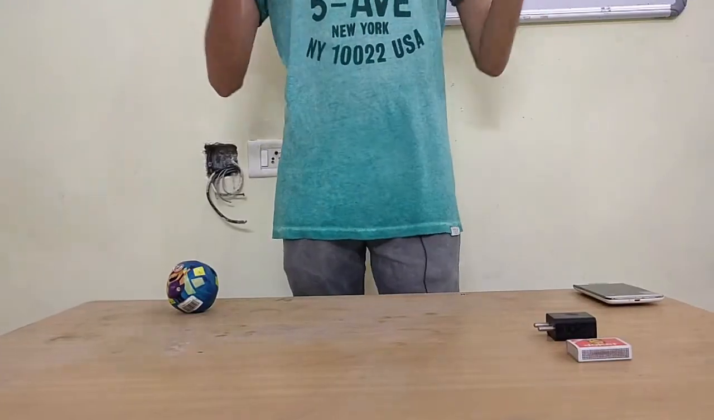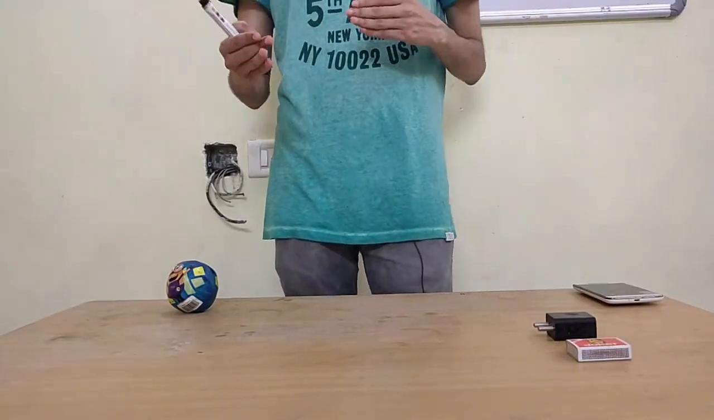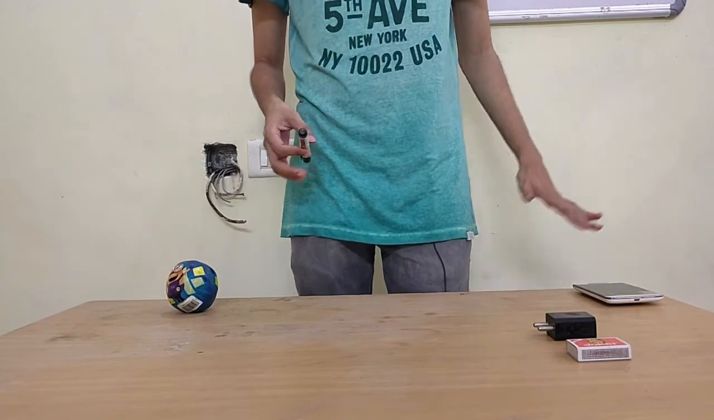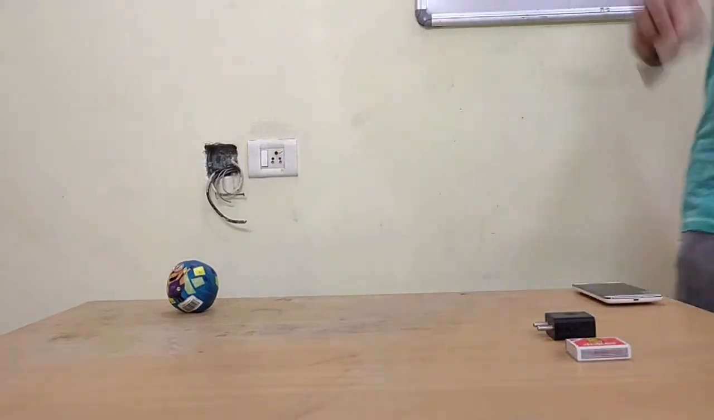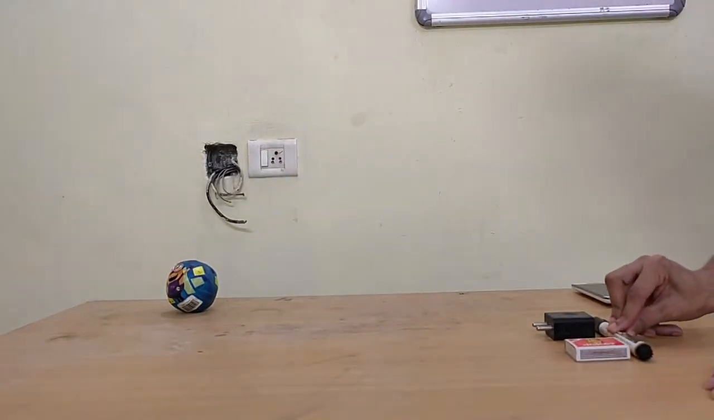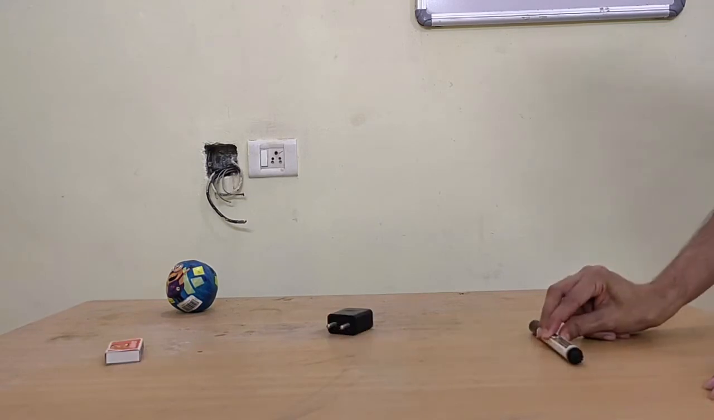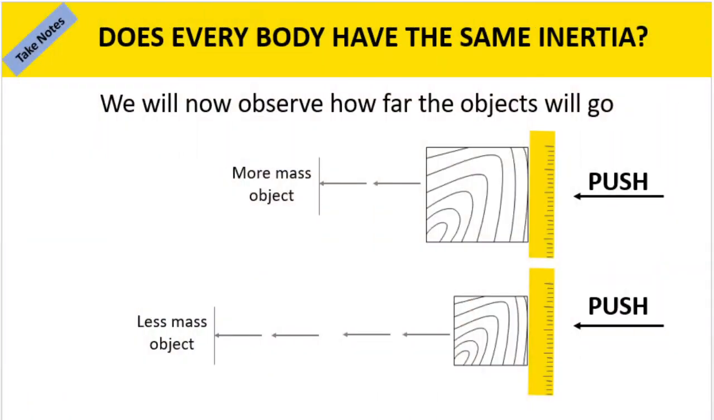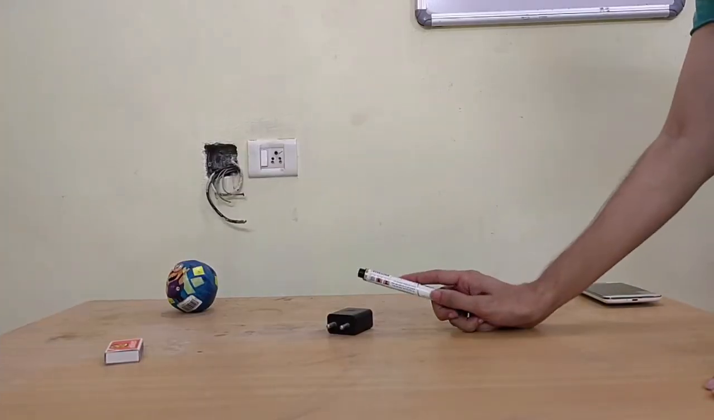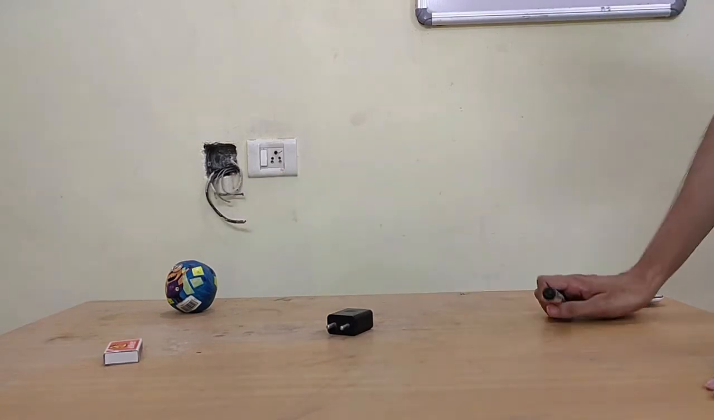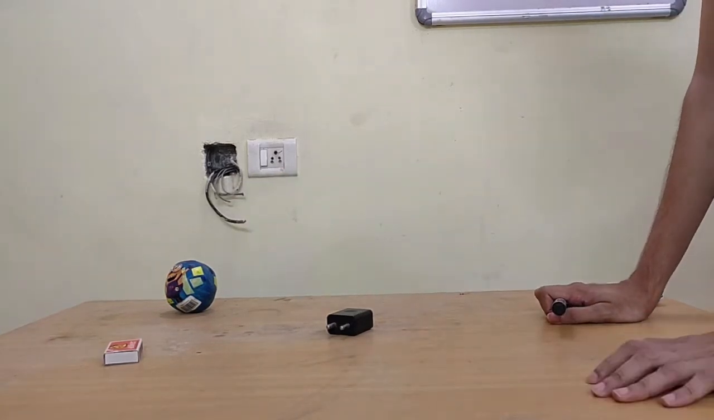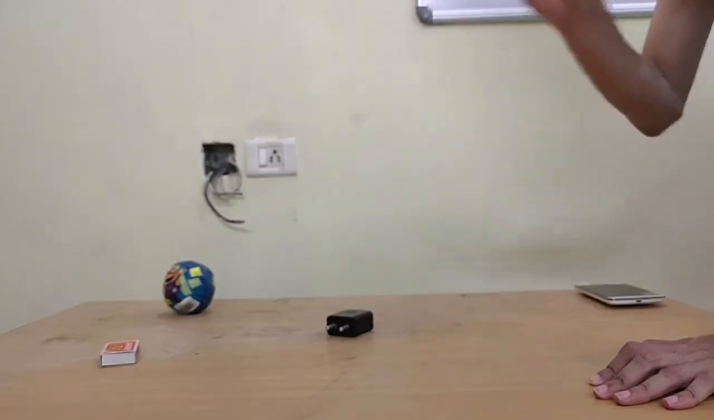One of these objects is not going to go as far as the other object. Okay, so to observe this, I hope this is clear over here, right? They're starting at the same point. 3, 2, 1. Now it's quite evident that this object didn't go far, that object went very far. Now we know that the matchbox is definitely lighter than the charger.